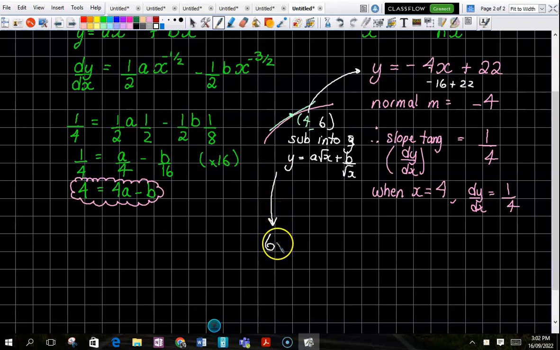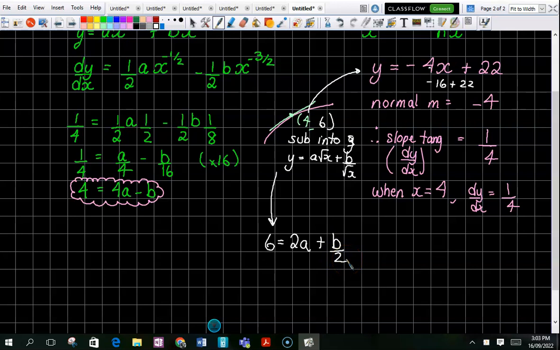That becomes 6 equals a, the square root of x. Our x is 4. Oh, isn't that nice? What is the square root of 4? 2. That becomes 2a, and b over the square root of 4, b over 2.